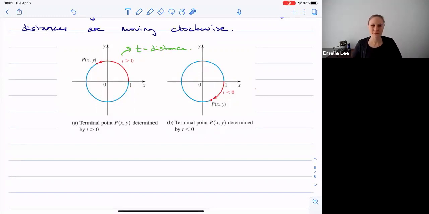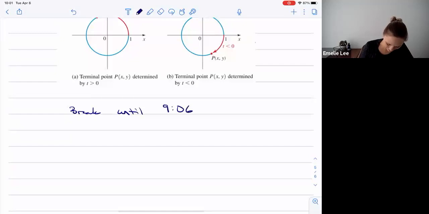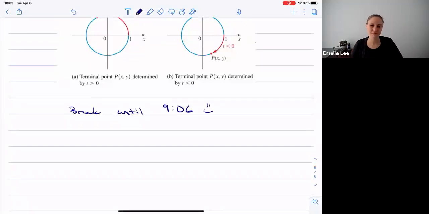Now, trig is hard and that's okay, but let's have a little break. Let's have a break until 9:06. And then we'll keep going. We'll talk more about terminal points after this. Break until 9:06. How about that?